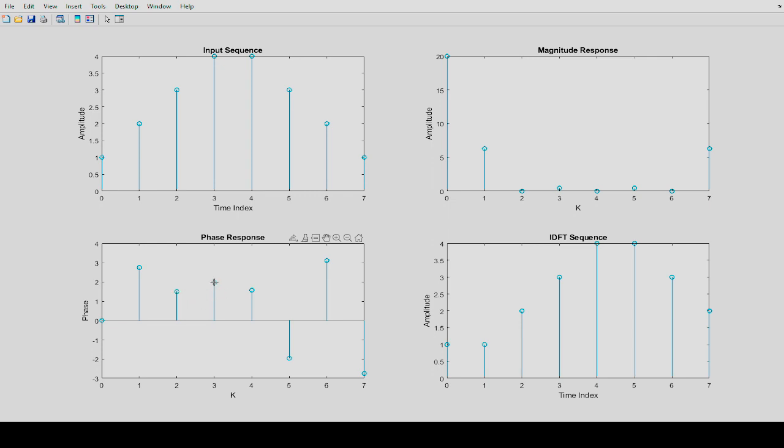1.5, 1.9, 1.5, negative 1.9, and then it's 3.1, and then negative 2.7 something. And the IDFT sequence is also the same value as the one you input.